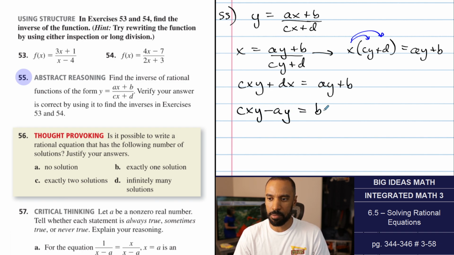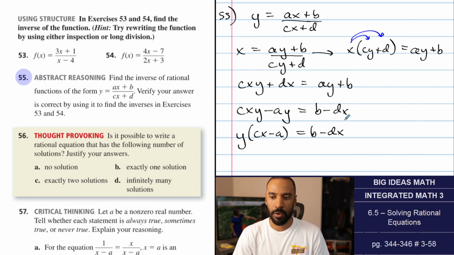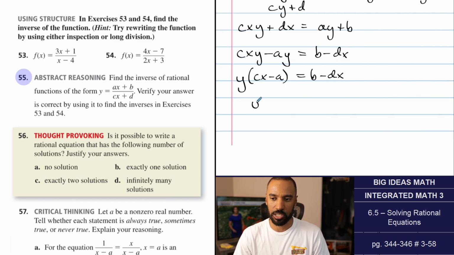And then I want b minus dx, any non-y terms, on this side, because I want to factor y out. And I get cx minus a. And here I got b minus dx. Now I can divide both sides by cx minus a. And I get y equals b minus dx over cx minus a. Like that. This is the inverse.